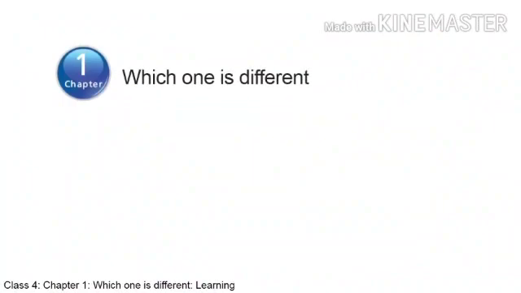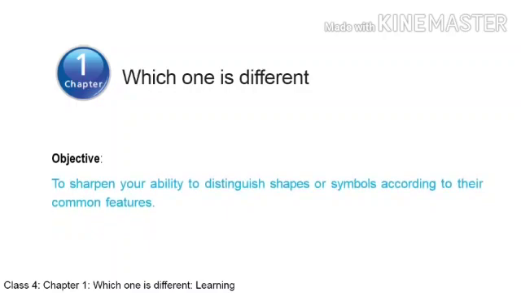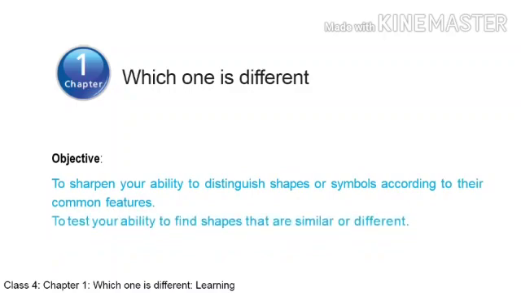Hi students, welcome to the first chapter titled Which One is Different? The objective of this chapter is to sharpen your ability to distinguish shapes or symbols according to their common features. Also, to test your ability to find shapes that are similar or different.